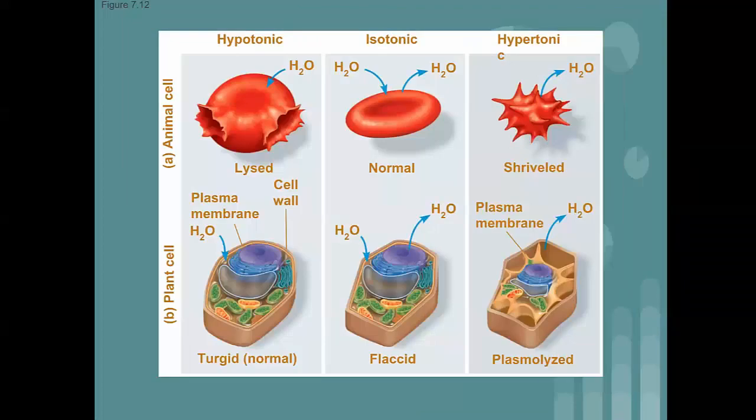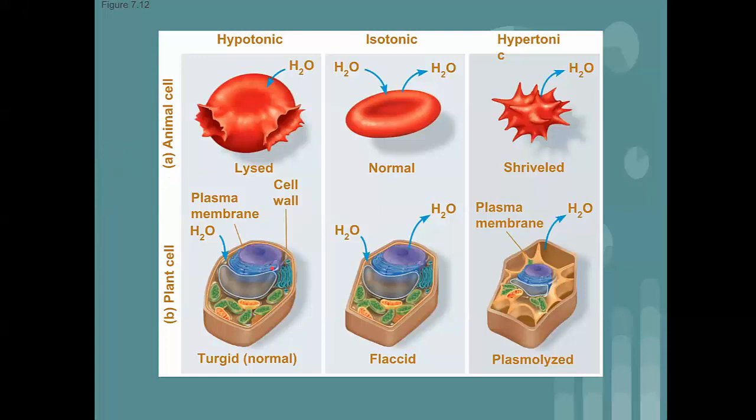This has massive implications and consequences when it comes to biology. If you place an animal cell into what we call a hypotonic solution, this is a solution with lots of free water molecules, so it's pure water basically. In that case, water will flow into a cell rapidly, and in the case of an animal cell, it will lyse or burst the cell.